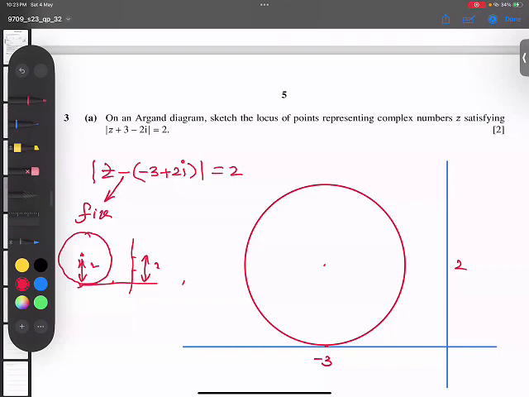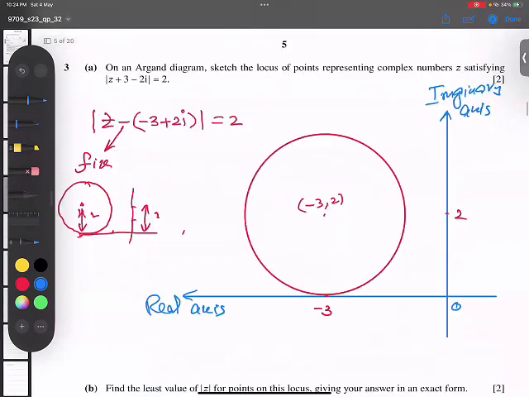Did he ask for shading? No. And the center of the circle is better to show to the examiner. This point has some marks. And mention here the real axis, and here the imaginary axis, and the origin. Now the next part.